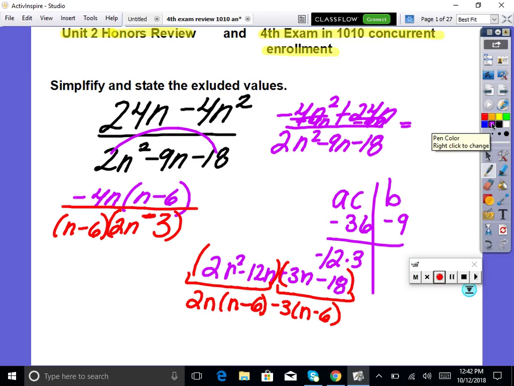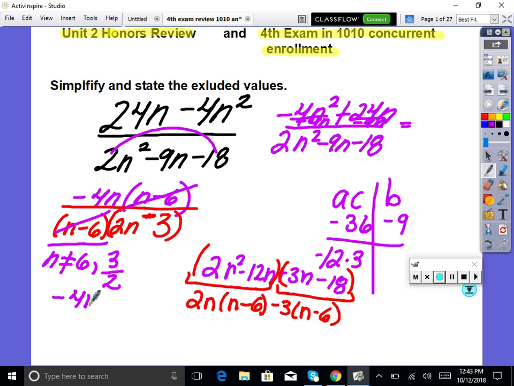So now we will go ahead and restrict first. It's really important to remember to restrict first. So whatever makes the denominator 0 would not be okay, so n cannot be equal to 6. Or if you set that equal to 0, you'll add 3 divided by 2, or 3 halves. And now divide out exact factors only. So those divide out, leaving me with negative 4n on top and then 2n minus 3.